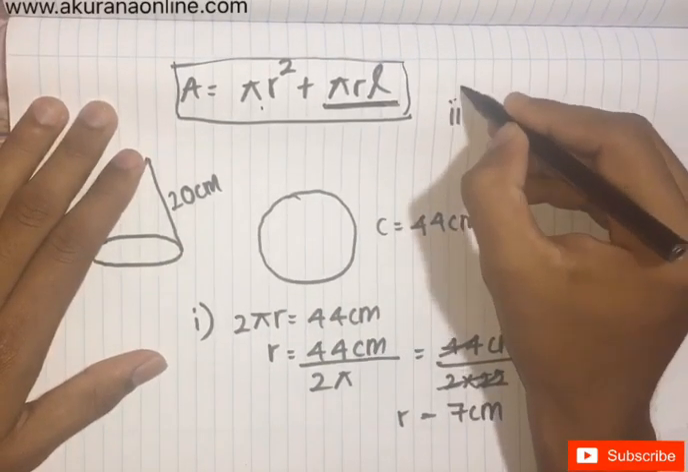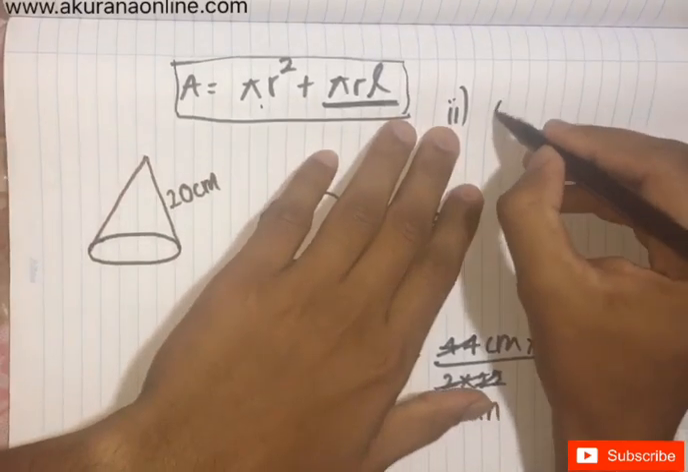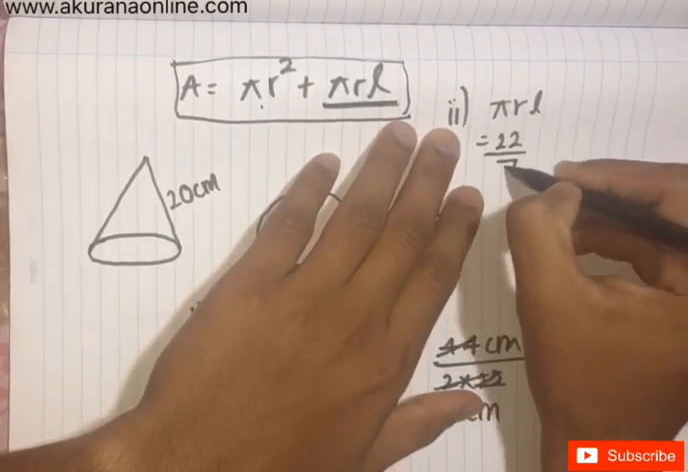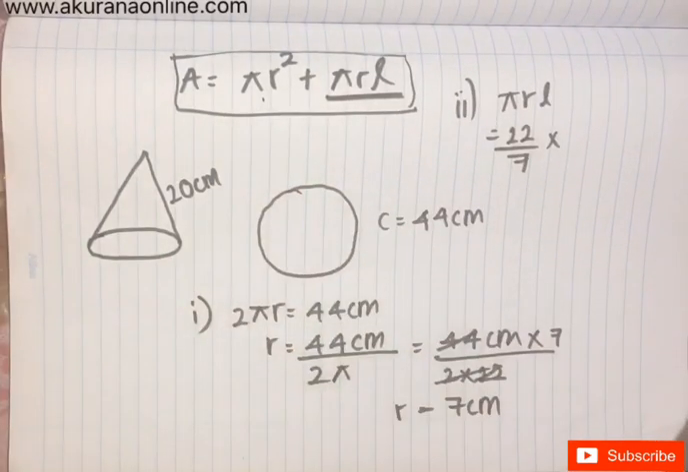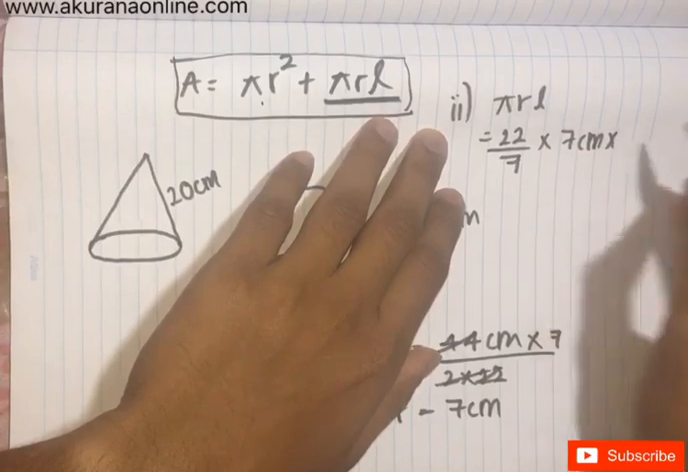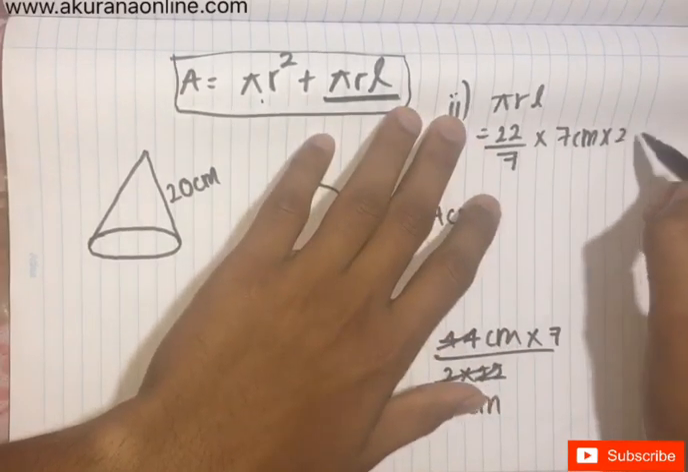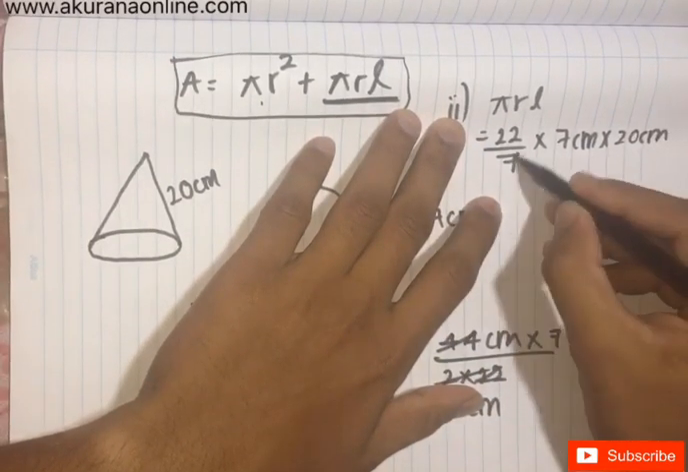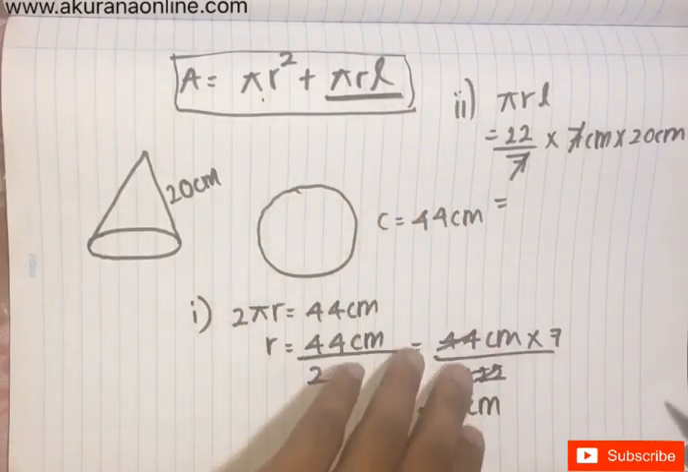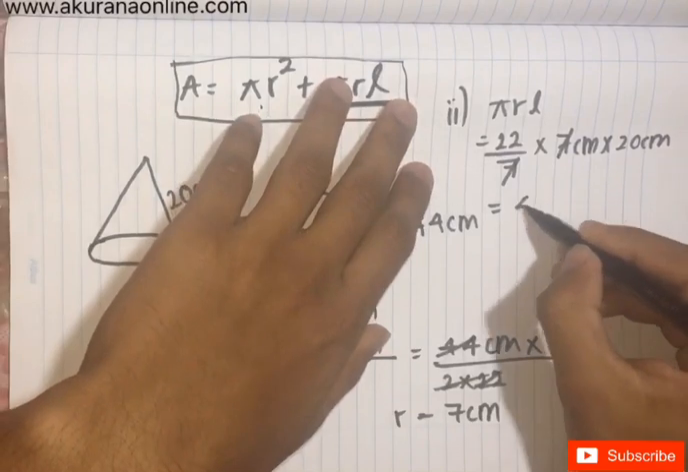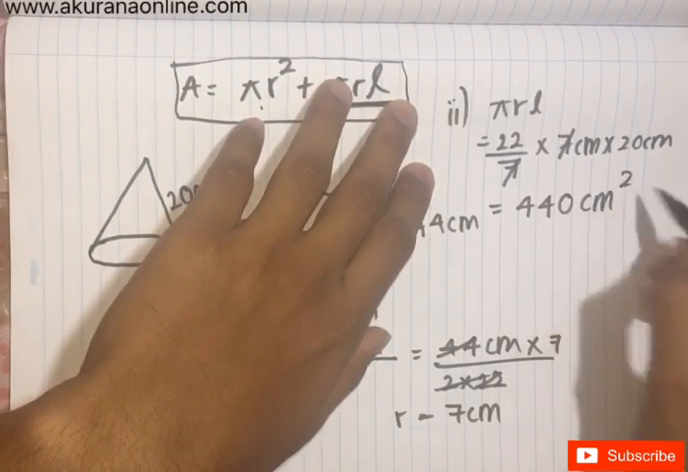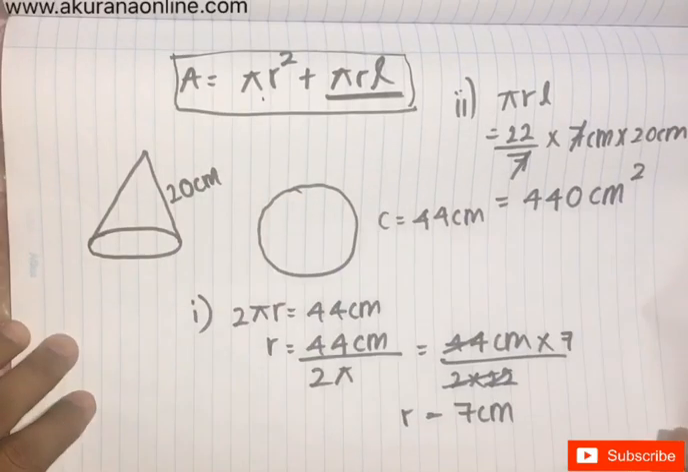Therefore I'll do it here. It is equal to pi r L. Pi is equal to 22 over 7. Radius is given as how much? We found it as 7 centimeters. And L, the slant height, is given as 20 centimeters. Therefore this and this will cancel off. 22 multiplied by 20 is equal to 440 centimeters squared. Clear? Okay.